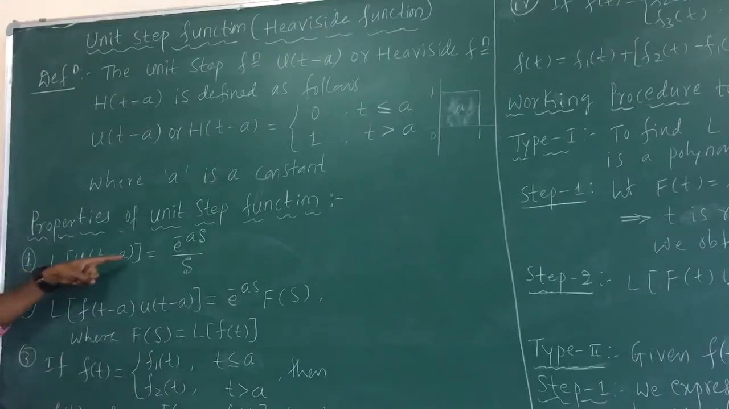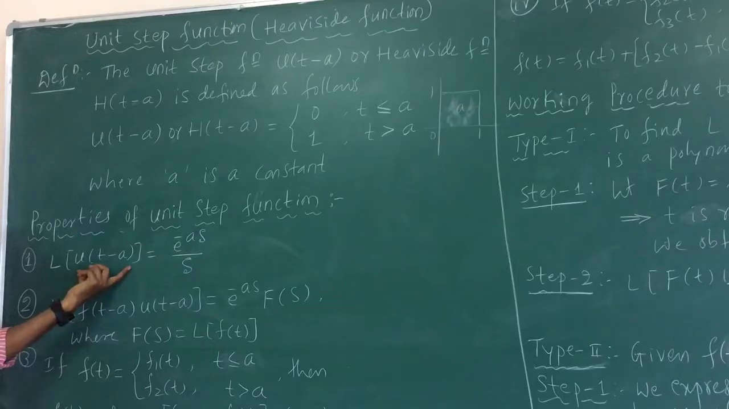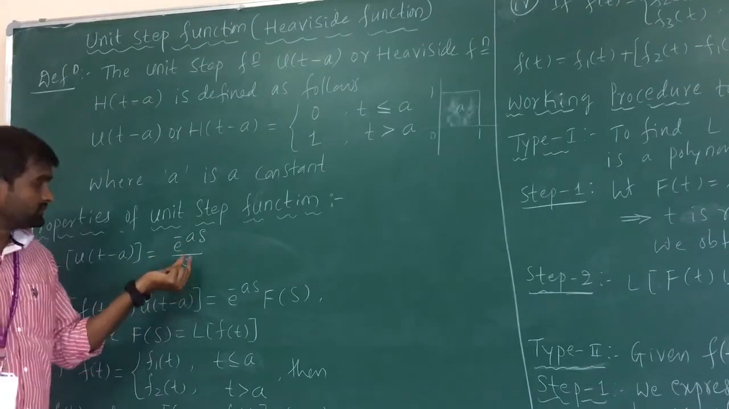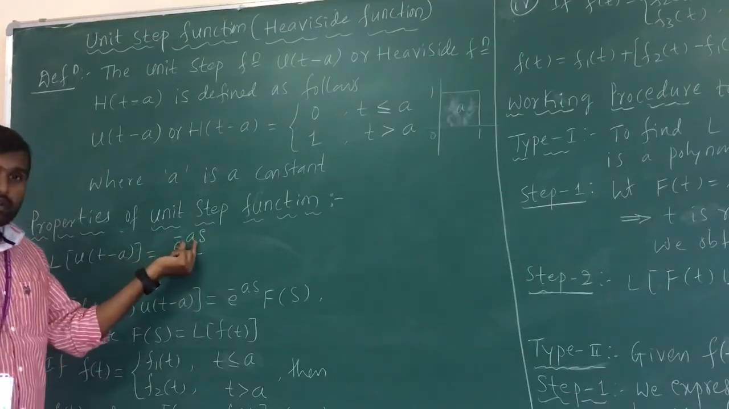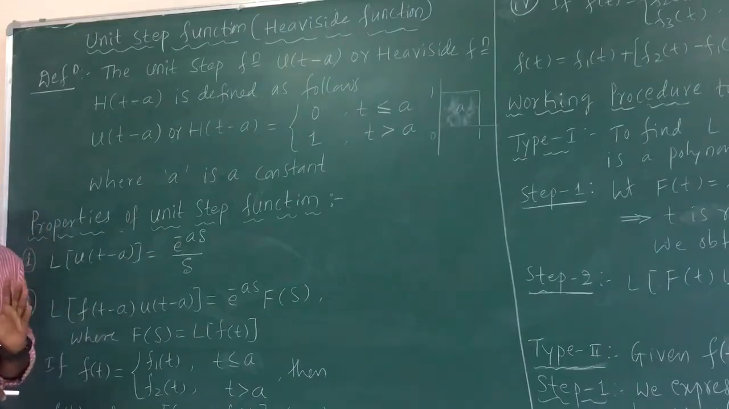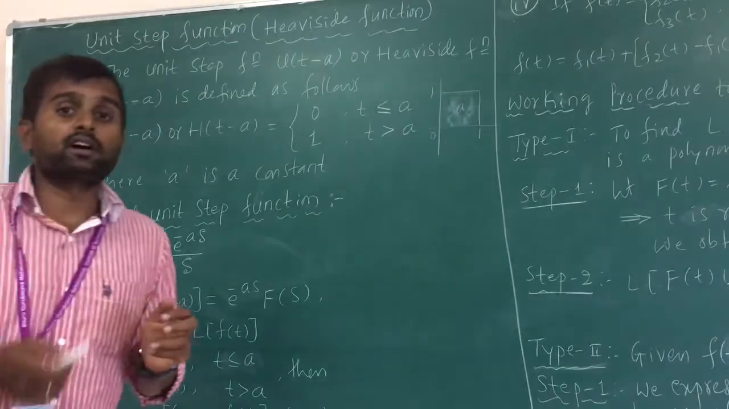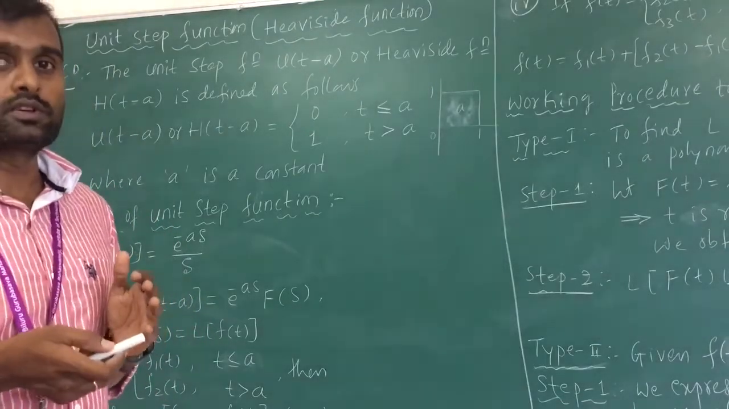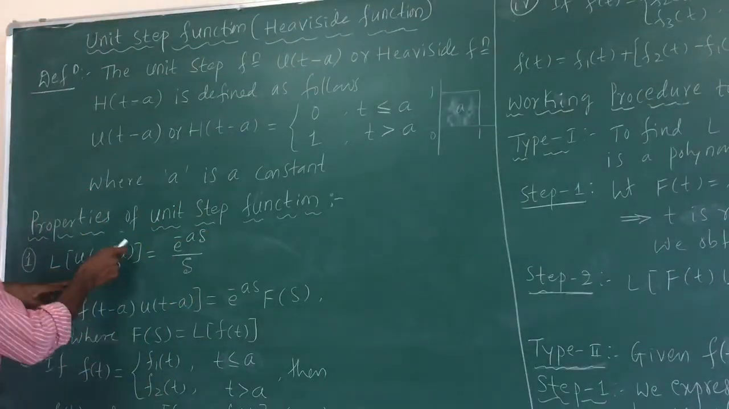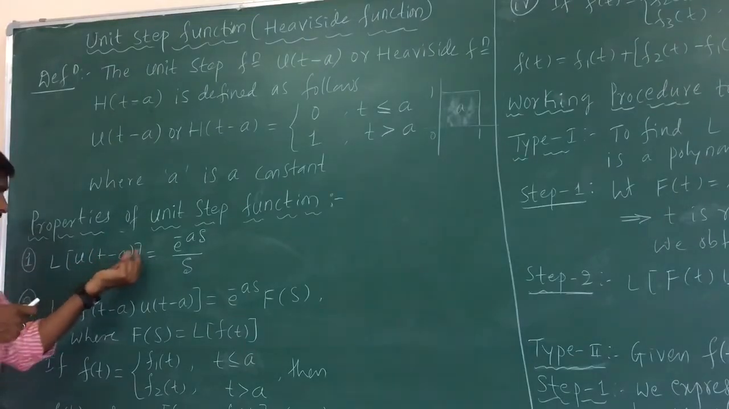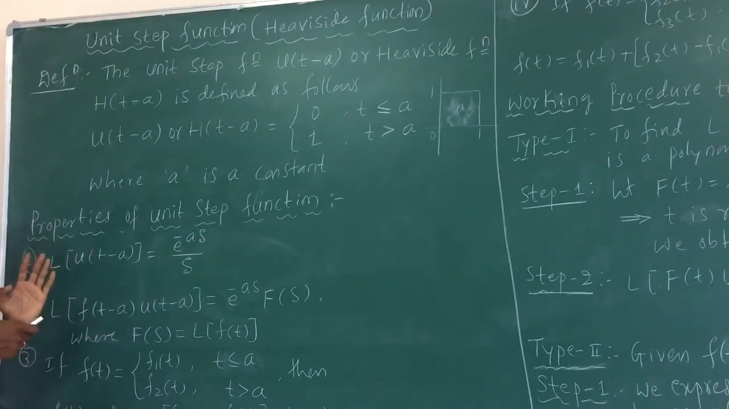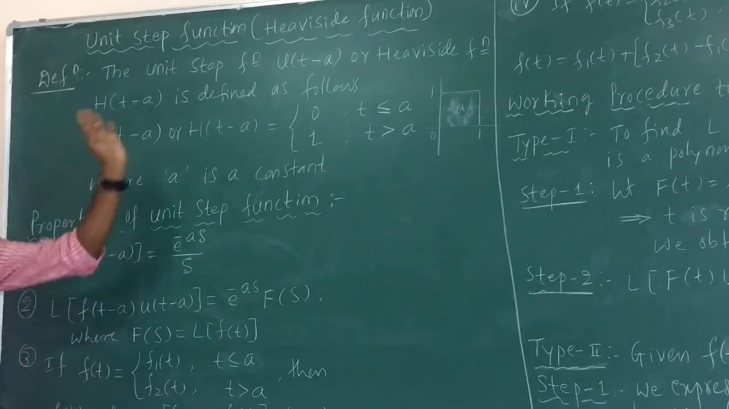If we have a unit step function, the Laplace transform of the unit step function is e raised to minus as by s. What is meant by a? A is a constant. Here you place the value of a, and that is the answer. L of e raised to at into f of t equals f of s minus a. Same concept. If it is a unit step function, the Laplace transform is e raised to minus as by s. You place the value of a, and that is the answer directly. Using this concept, we are going to solve examples.